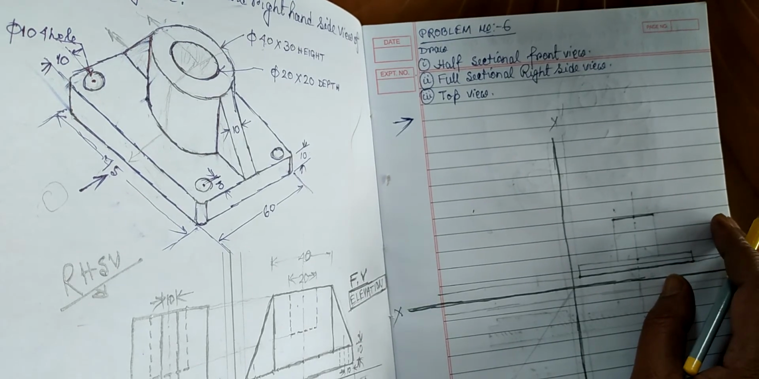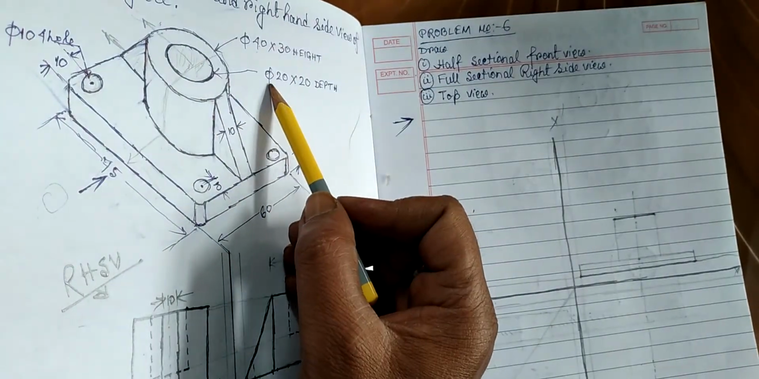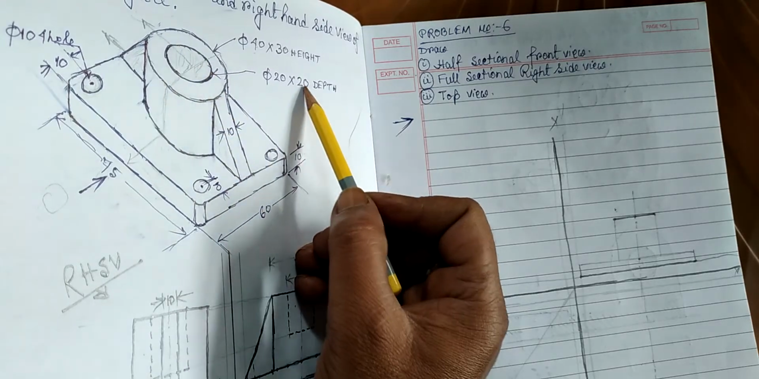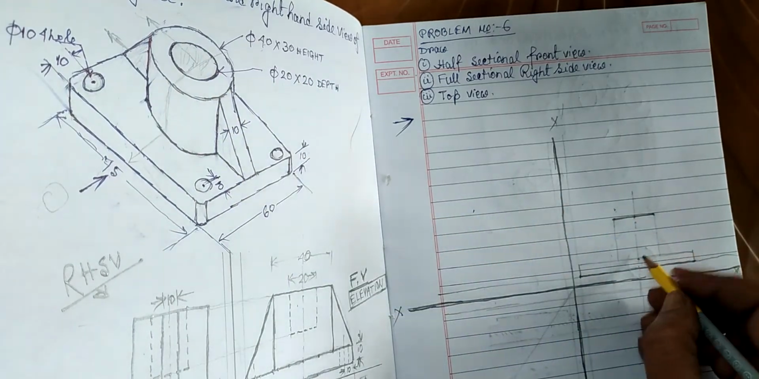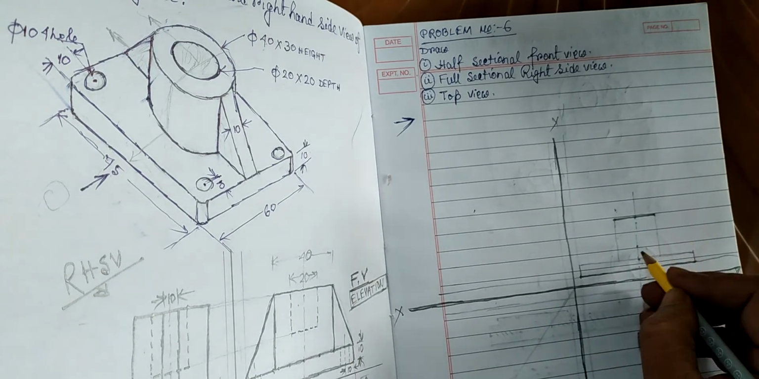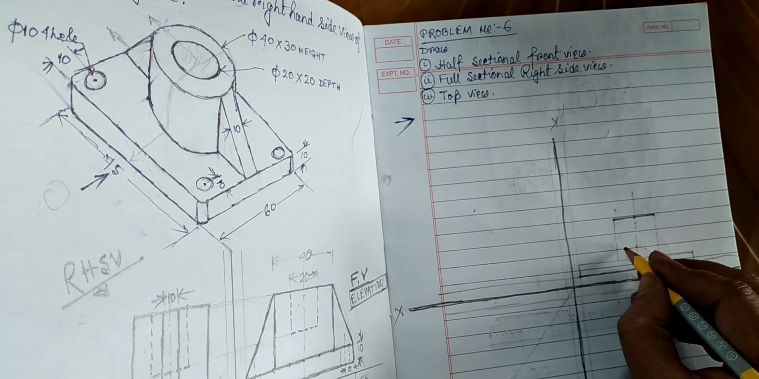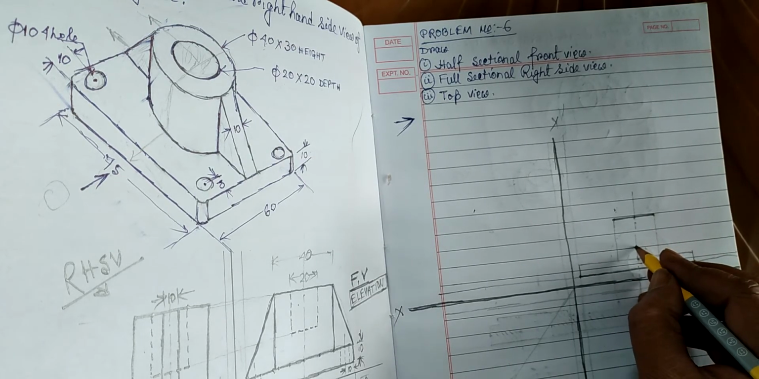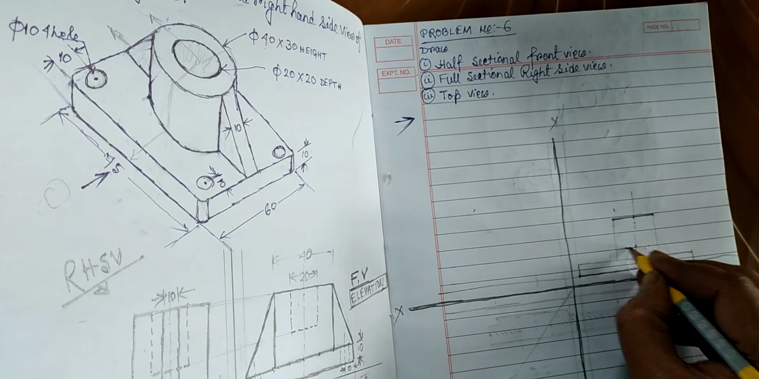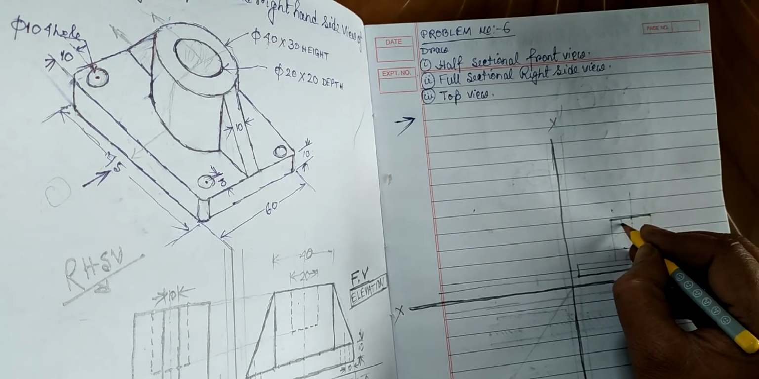Another thing is there, another hollow portion at the bottom, whose diameter is 20, and depth is how much? 20 millimeter. So suppose from here to here this is 20 millimeter, 10 millimeter depth. So from here to here take 10 and draw that. It is a hole inside that.